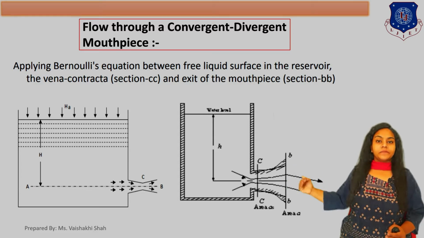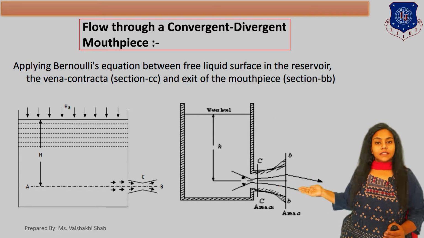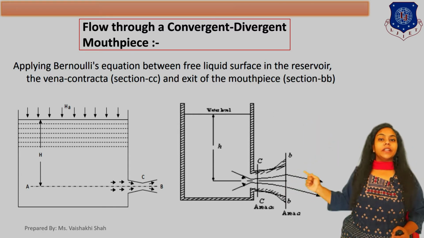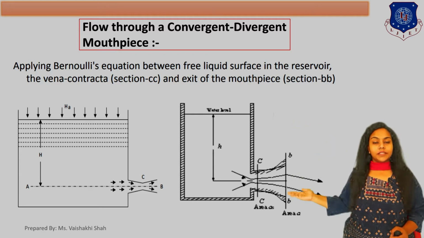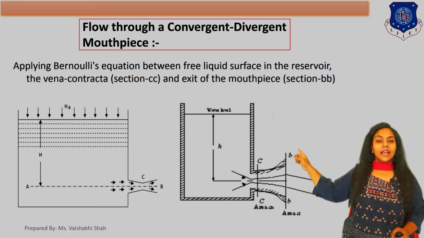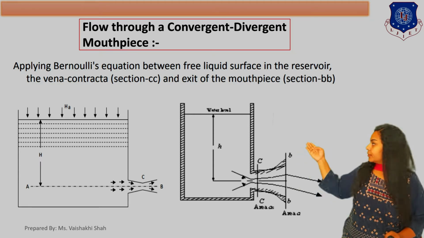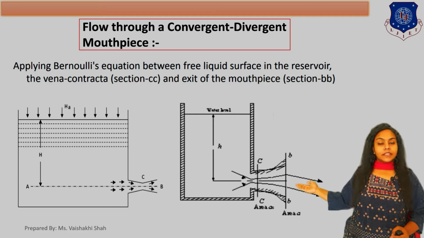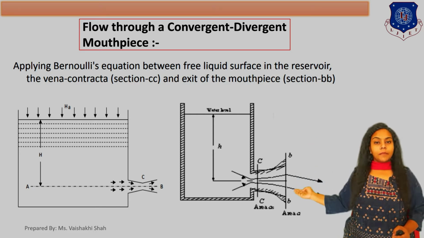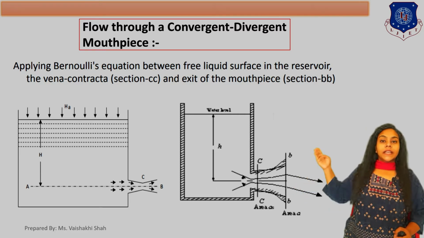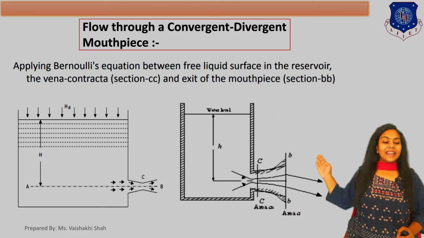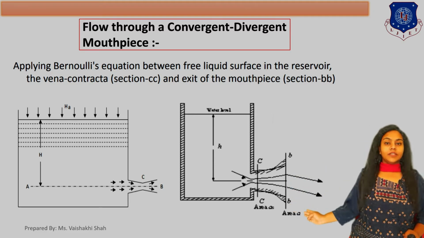Now in this diagram, consider the center of the mouthpiece. The distance from the free surface of the liquid to the center of the mouthpiece is small h, as you can clearly see. Here the area of the jet at vena contracta is AC, and the area of the liquid at the outlet is small a. Now we will derive the equation.